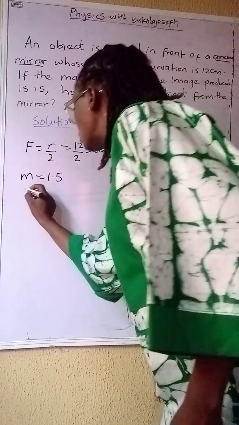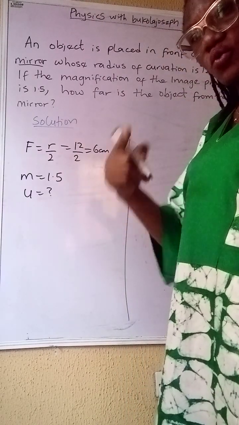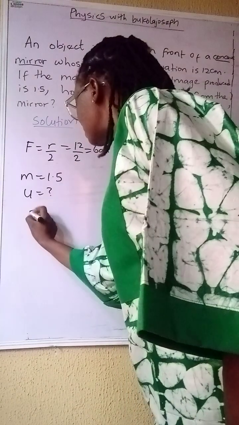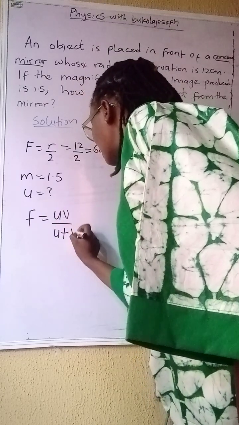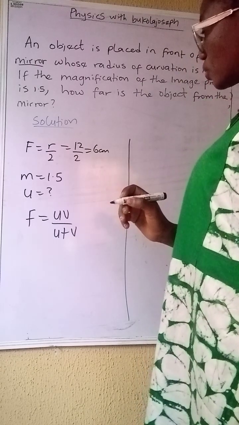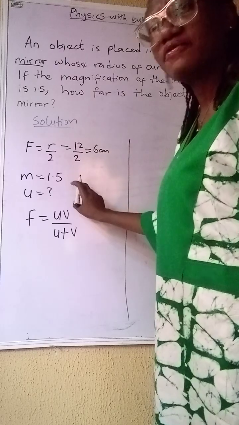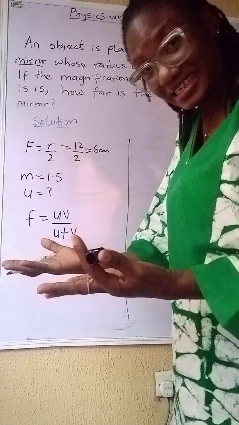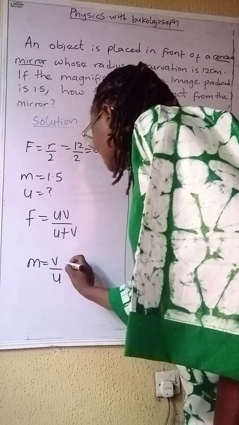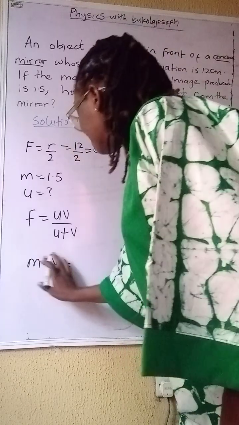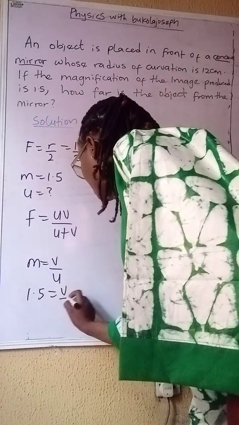So we are looking for U. What formula are we going to be using? We are going to be using the mirror formula. And what is the mirror formula? It's simply UV all over U plus V. Now we are looking for U, and we don't know V. So let's use the formula for magnification to see how we can find V. M is equal to V over U. M is 1.5, so 1.5 is equal to V over U.